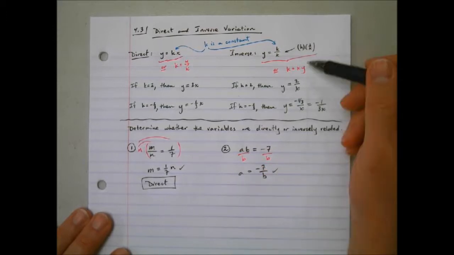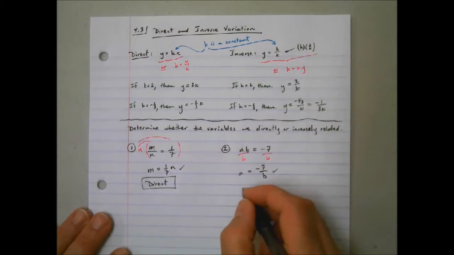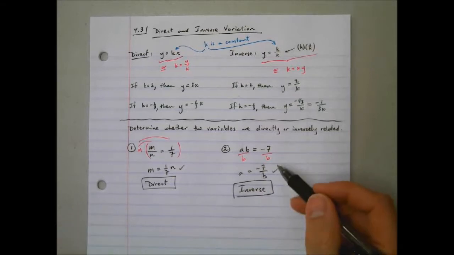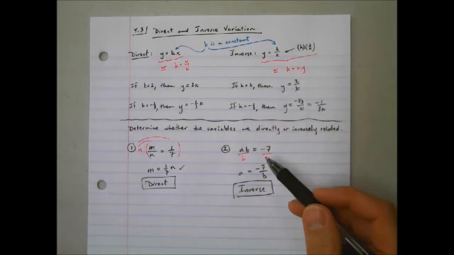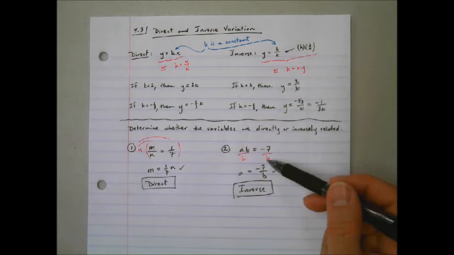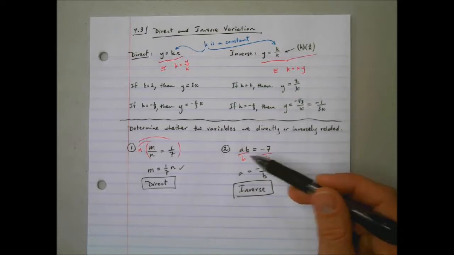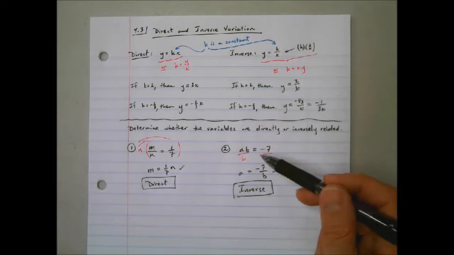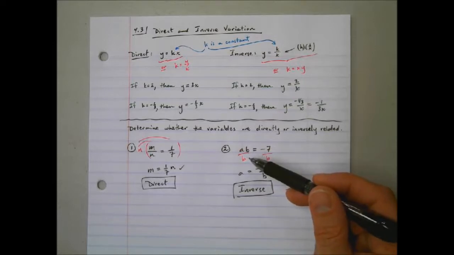And that definitely confirms that we're in an inverse relationship here between a and b. Now, it's not just the fact that a is inversely related to b. If a is inversely related to b, then that tells us that b is also inversely related to a.